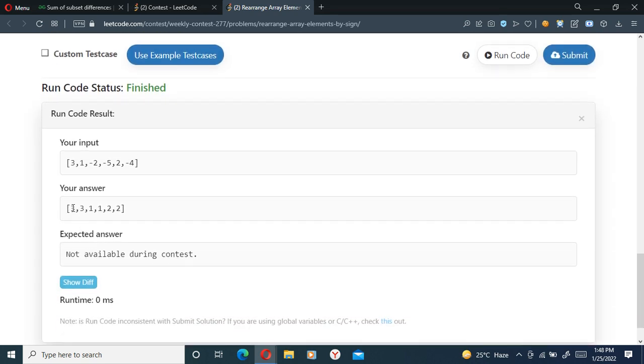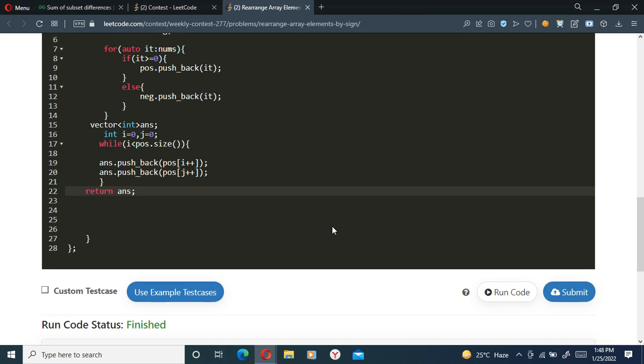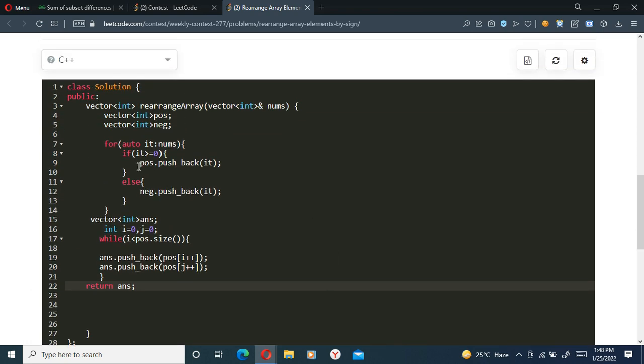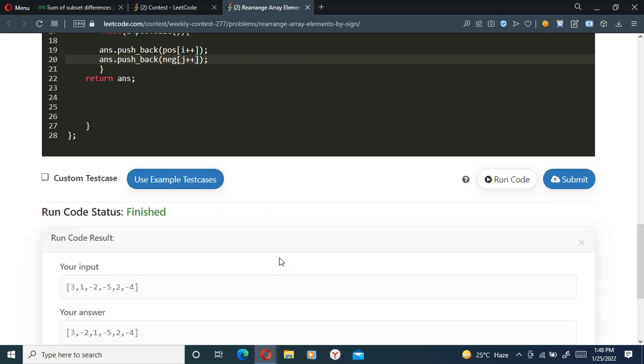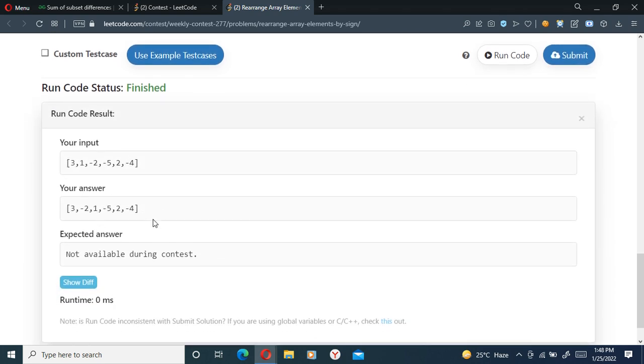Should work. 3 3? Why 3 3? Your answer is 3 3 1 1 2 2. Really? Why? Okay, why did I just push in positive again? I should have pushed in negative values. And this should work: 3, -2, 1, -5, 2, -4.